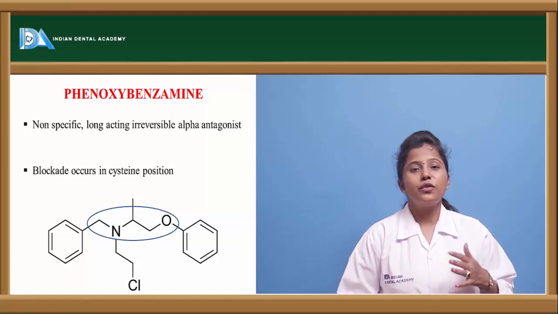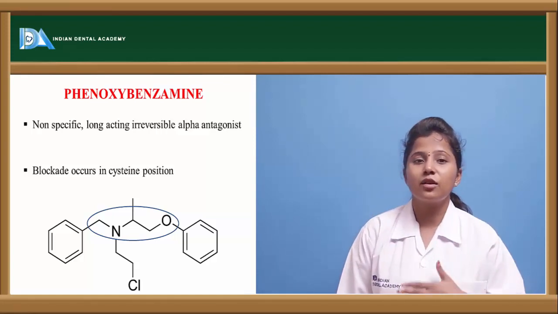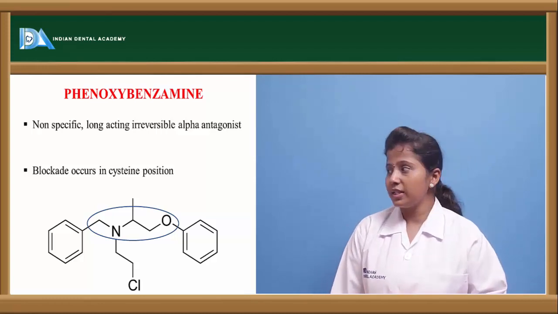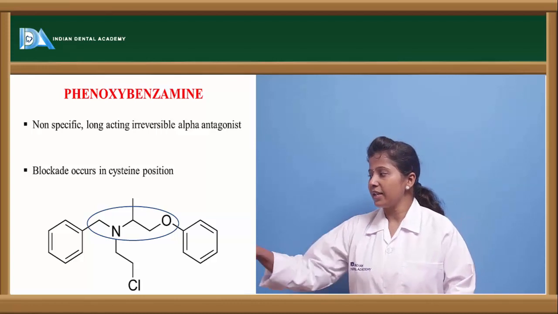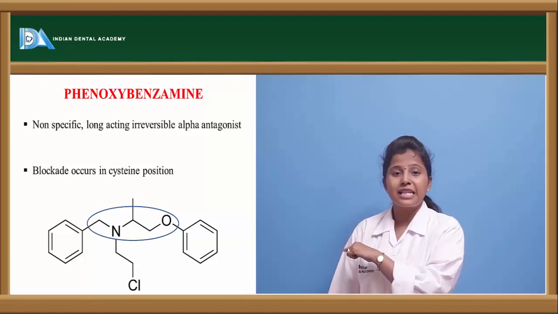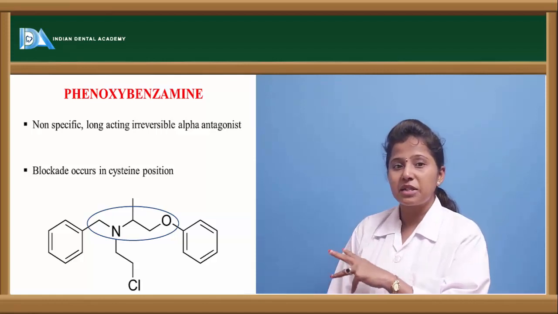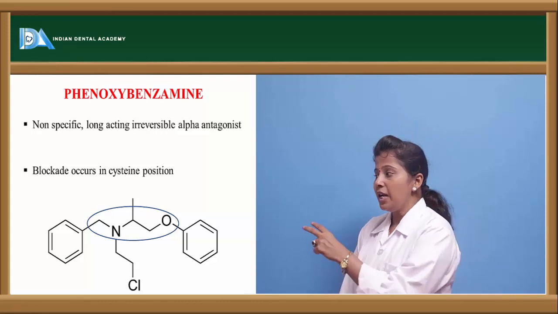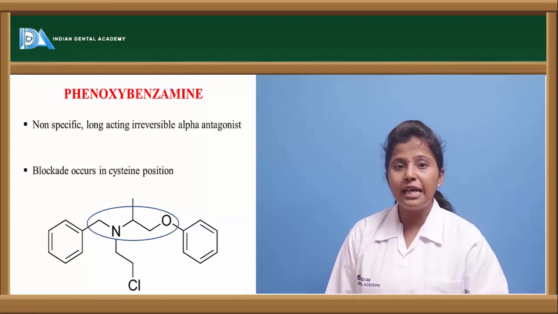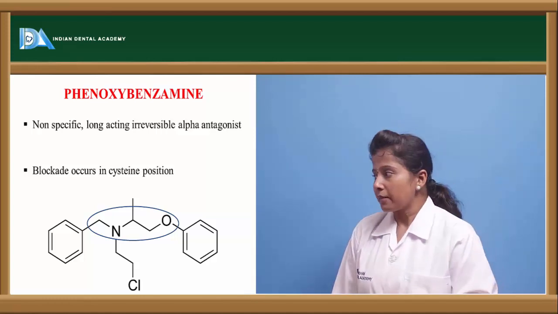As I told you, phenoxybenzamine is a non-selective alpha receptor antagonist which binds to all three alpha receptors. Here we can see the structure. I have highlighted the position that is called the cysteine position. So the cysteine amino acid is present in phenoxybenzamine. If the blockade at the cysteine position takes place, only then can the action of phenoxybenzamine be observed.